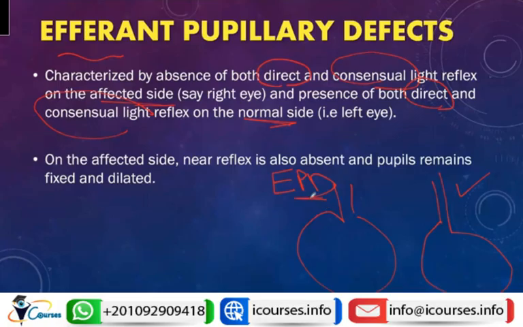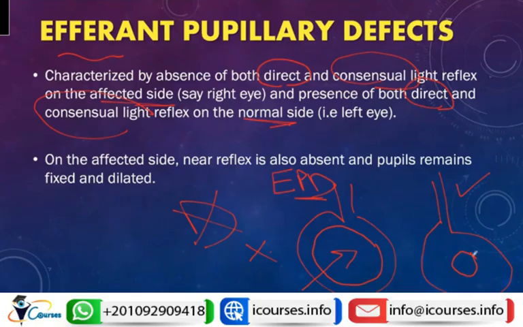In case of the efferent pupillary defect, the pupil will be dilated and fixed, while the other eye is normal in size and reactive. So when we stimulate the right eye, there will be no direct response. There will be normal constriction of the left eye, so there will be a consensual light reflex in the left eye, but the direct will be absent.